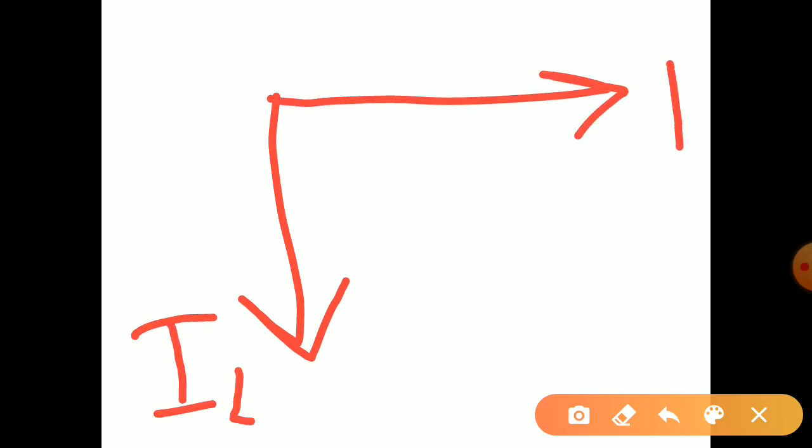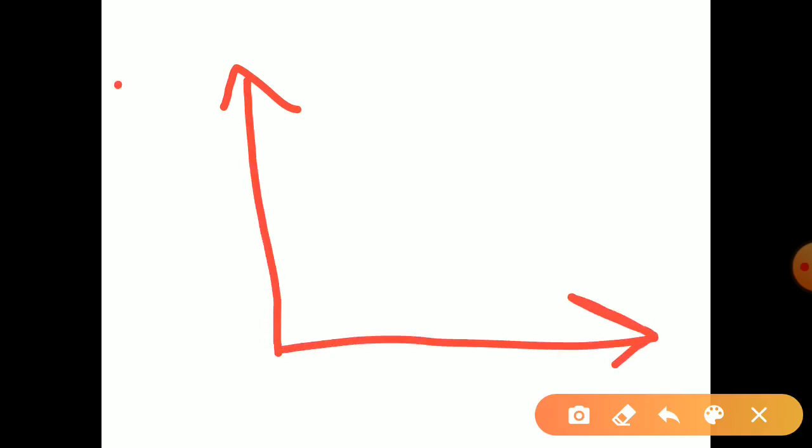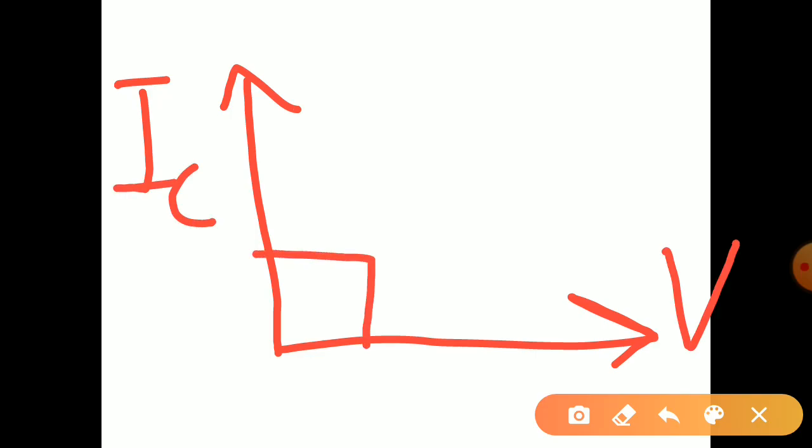When we talk about a resistive circuit and if we draw a phasor, then voltage V is in phase with IR, the resistive current flowing in the circuit. If we talk about inductive circuit, then current IL will be lagging voltage with an angle of 90 degree. If we talk about capacitive circuit, then current IC will be leading voltage with an angle of 90 degree.